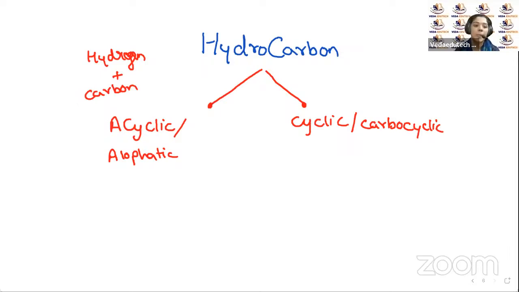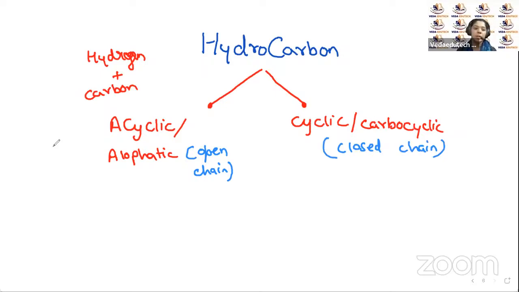Cyclic. This is an open chain structure. And this is a closed chain structure. It is a closed chain structure. So acyclic or aliphatic, they are again divided into 3.